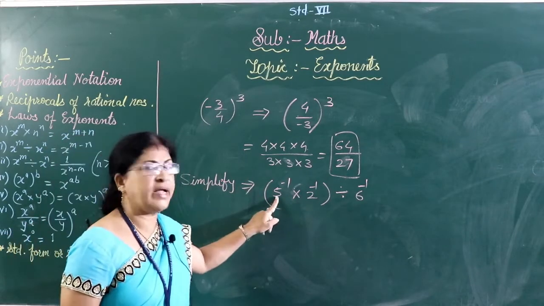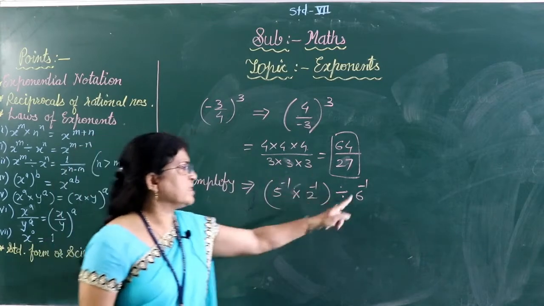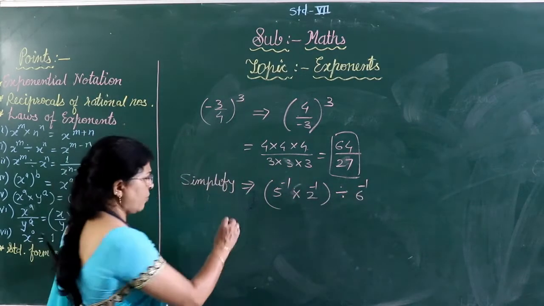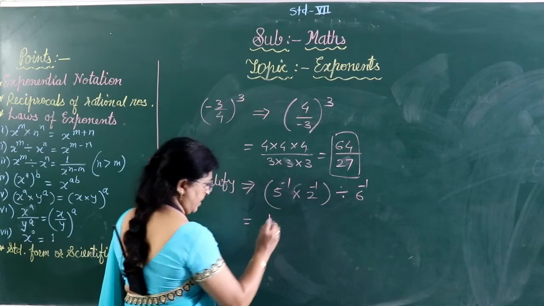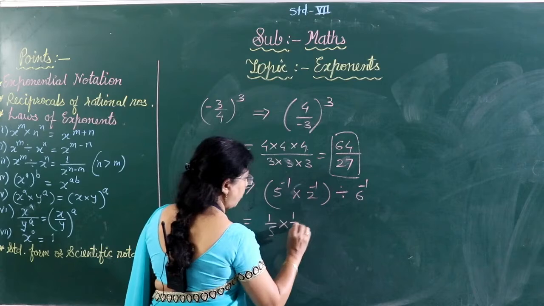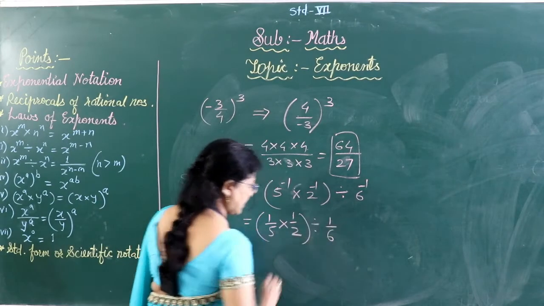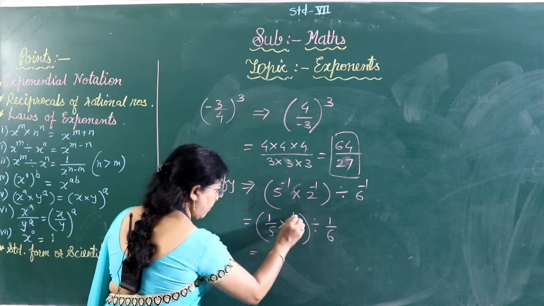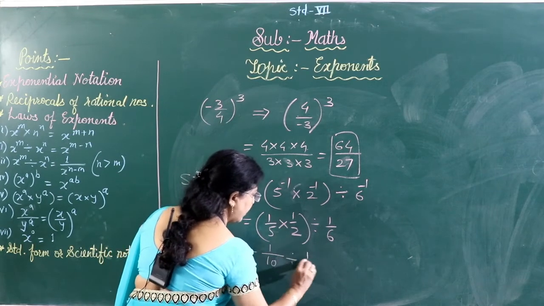How will you write 5 inverse? 1 upon 5. 2 inverse is 1 upon 2, 6 inverse is 1 upon 6. So how can you get the solution of this problem? 5 we will write 1 upon 5 multiplied by 1 upon 2, right? And then divide it by 1 upon 6. Now you can solve it. Okay, 1 1s are 1, 5 2s are 10, divided by 1 upon 6.